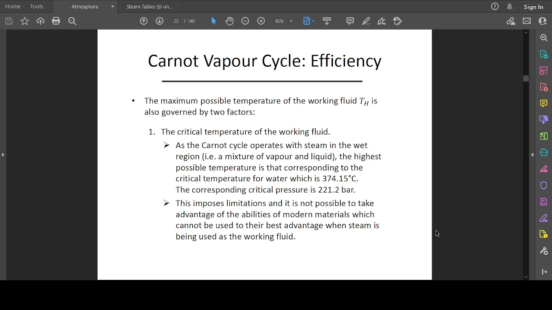The second is the critical temperature of the working fluid. A Carnot cycle operates with steam in the wet region, that is a mixture of vapor and liquid, low quality steam. The highest possible temperature is that corresponding to the critical temperature for water, which is 374.15 degrees Celsius. We established this in the first or second lecture, where we plotted the TS diagram using the critical temperature. Here is the critical temperature of water, and also the corresponding critical pressure. This imposes limitations, and modern materials cannot be used to their best advantage when steam is the working fluid.